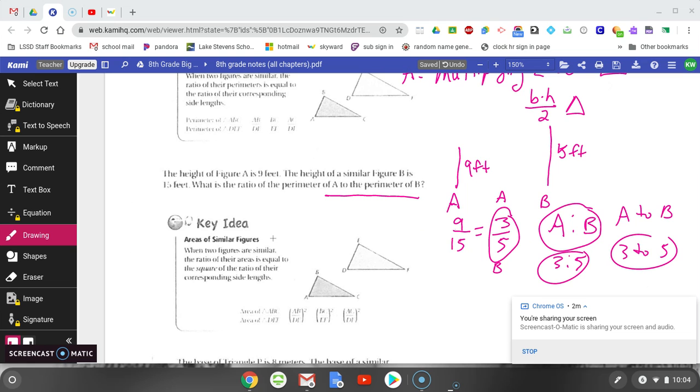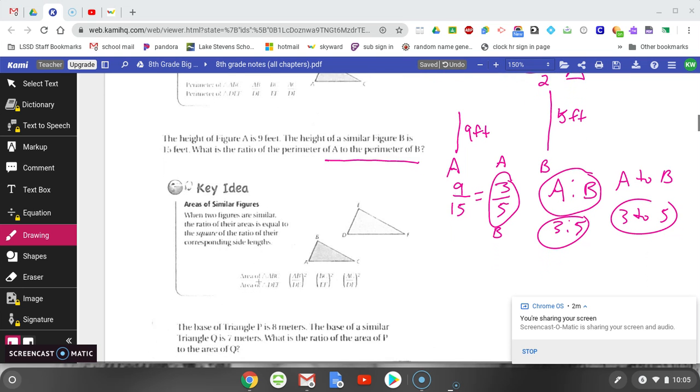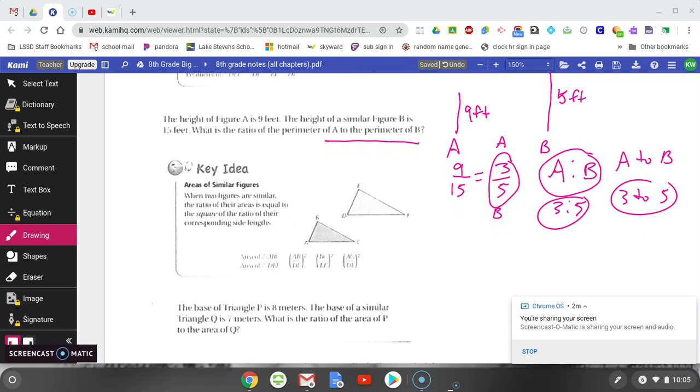So same thing for area. When two figures are similar, the ratio of their areas is also going to be equal to, but now here's something different, the square of the ratio of their corresponding side lengths. The square of it, which means you take it times itself. So if I know that each of the side lengths have this proportion, I just square that proportion to be able to find what it's going to be.